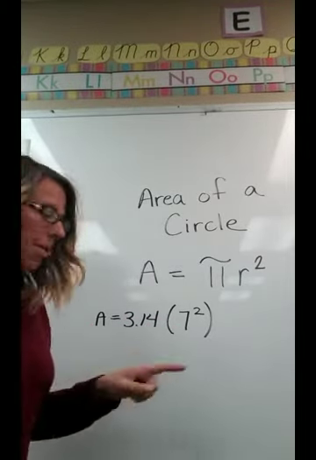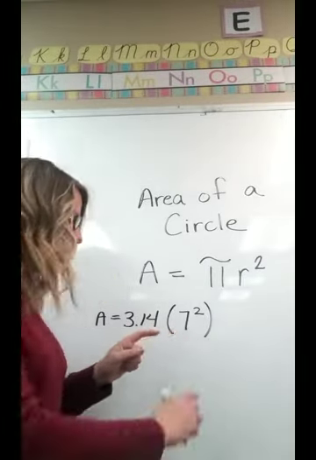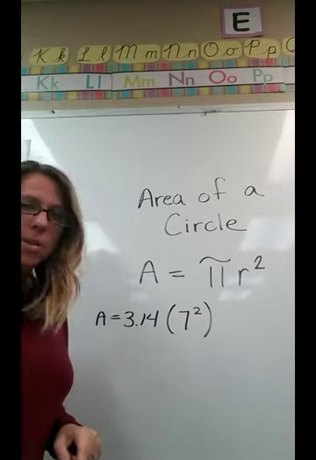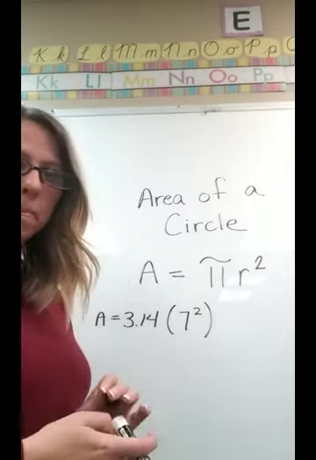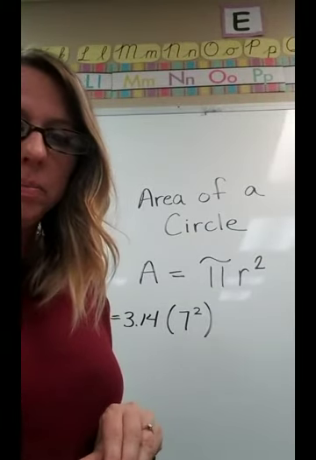So what is 7? Not times 2. 7 times 7. Remember, anytime there's an exponent there, that means that's the number of 7s. So 7 times 7 is, I'll give you guys a chance to figure it out.